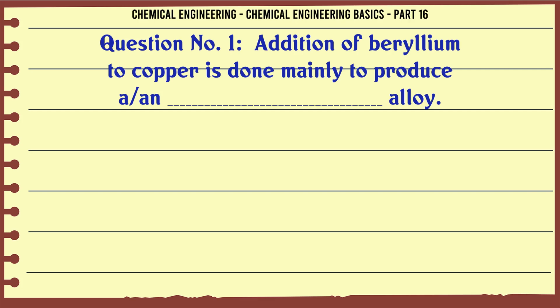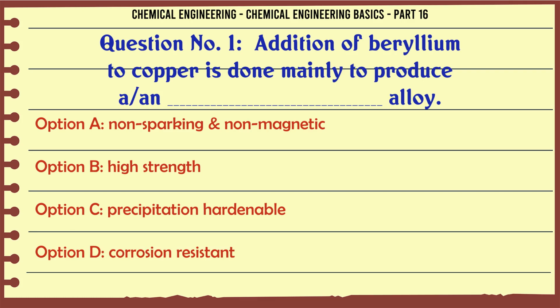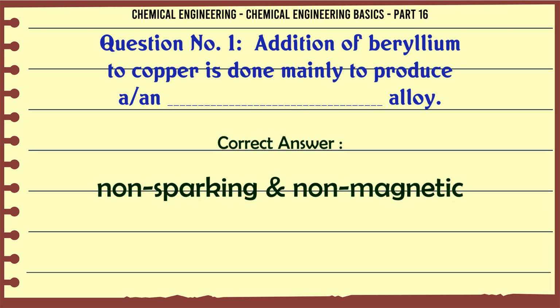Addition of beryllium to copper is done mainly to produce an alloy. A. Non-sparking, non-magnetic. B. High strength. C. Precipitation hardenable. D. Corrosion resistant. The correct answer is non-sparking, non-magnetic.